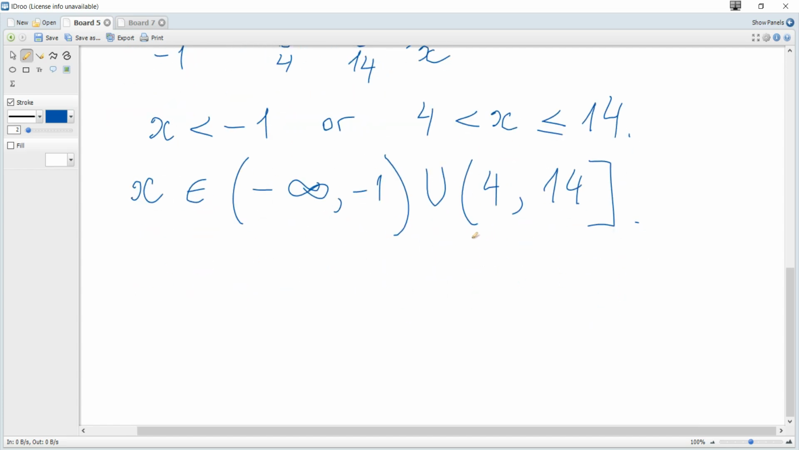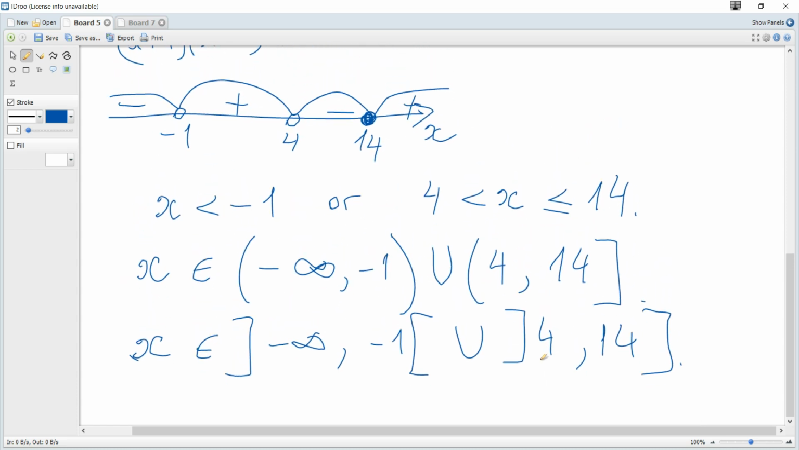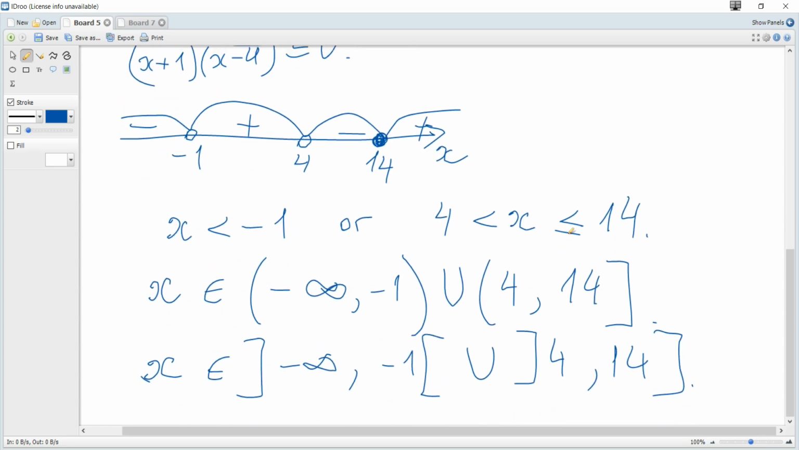Or it may be used such sign for excluded, so maybe like this. -1, 14, like this. And that's all for this question.